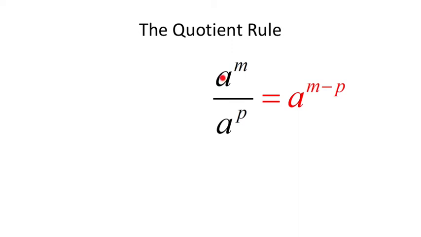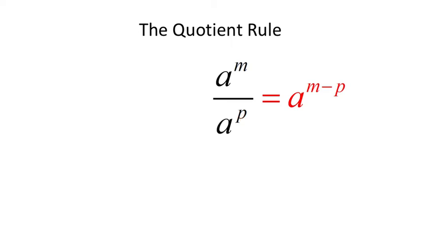Again, any of these could be numbers. Bases could be numbers. They could be letters. And then the exponents are usually numbers. But this is the rule. When you divide bases that are the same, take the exponent of the numerator and subtract the exponent of the denominator.